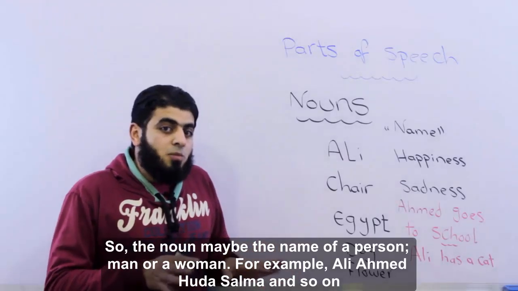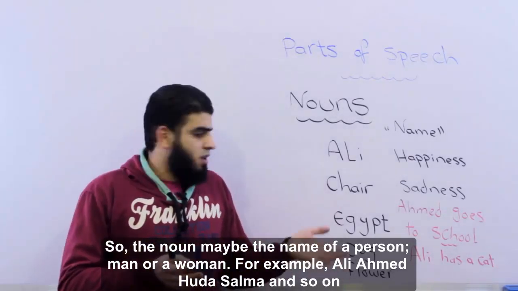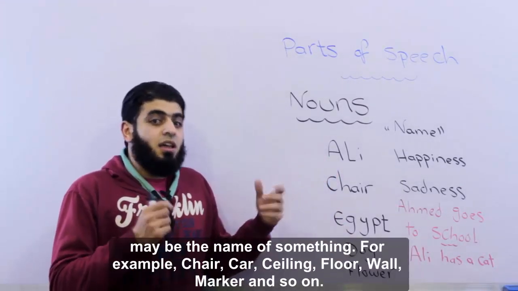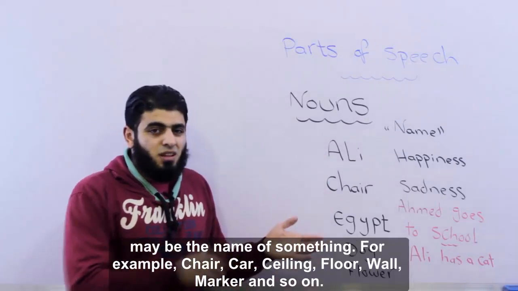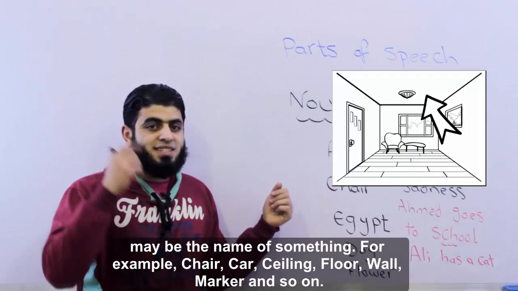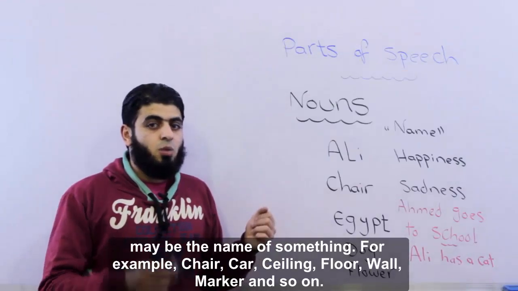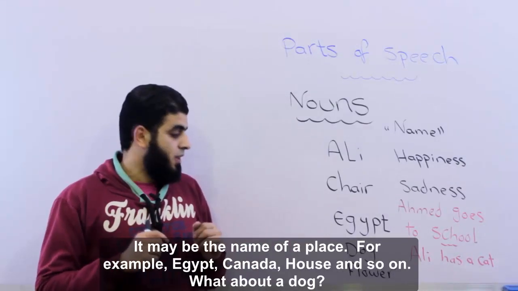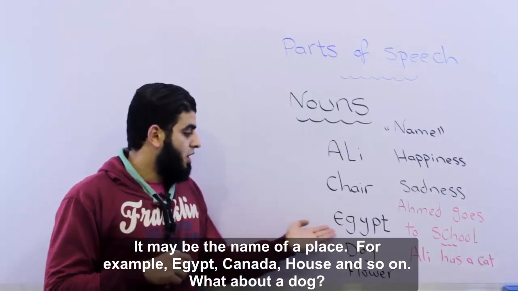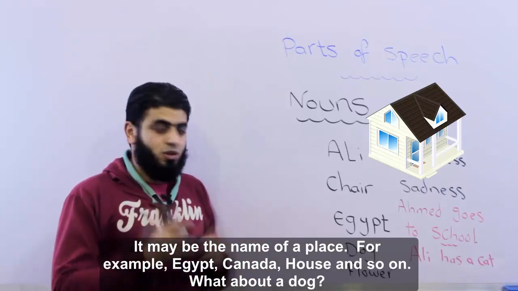So the noun may be the name of a person, man or woman. For example, Ali, Ahmed, Huda, Salma, and so on. It may be the name of something. For example, chair, car, ceiling, floor, wall, marker, and so on. It may be the name of a place. For example, Egypt, Canada, house, and so on.